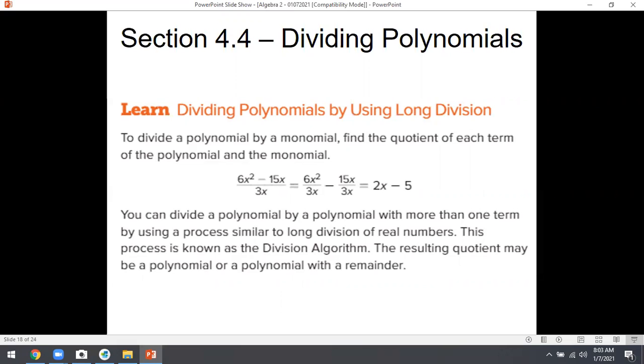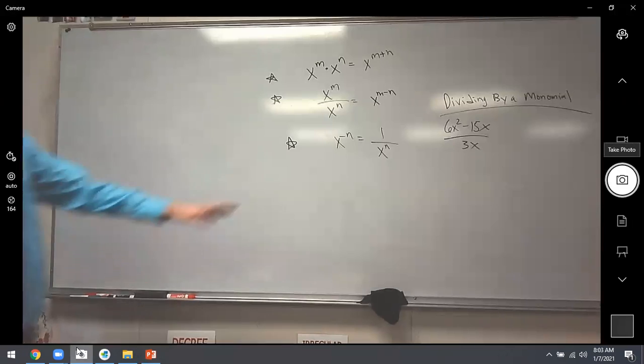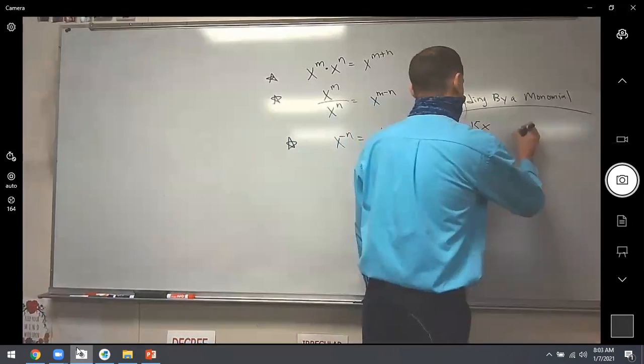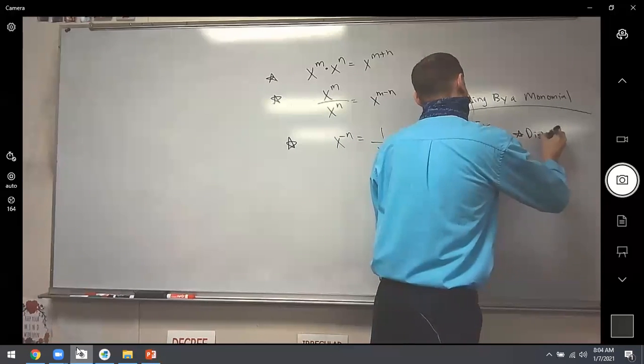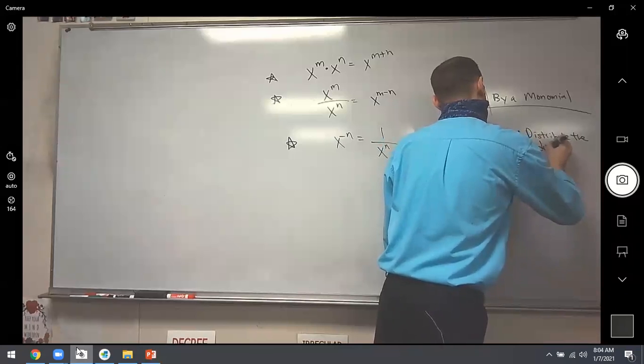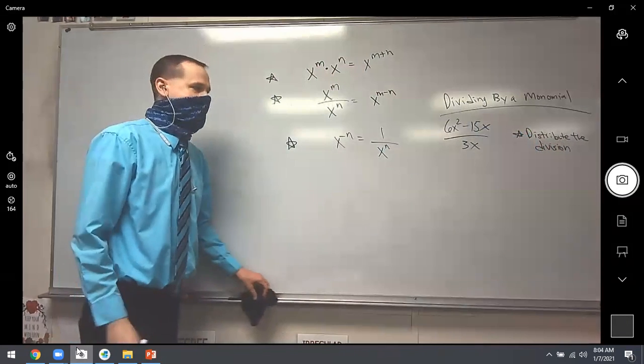So the example they're given is 6x squared minus 15x divided by 3x. My notes for you on this: if you are dividing by just a monomial, just one little thing, I would say distribute the division. This is your note. This is your concept of how you just do a problem like this.